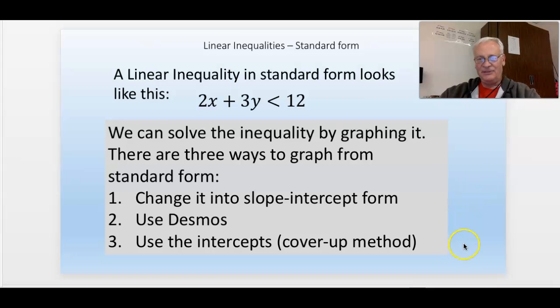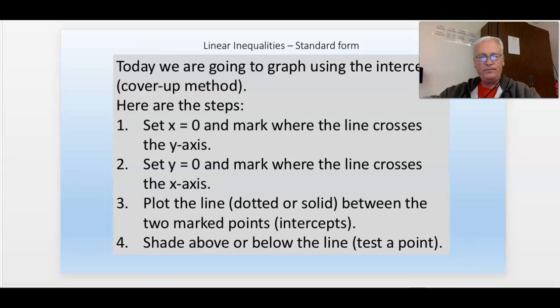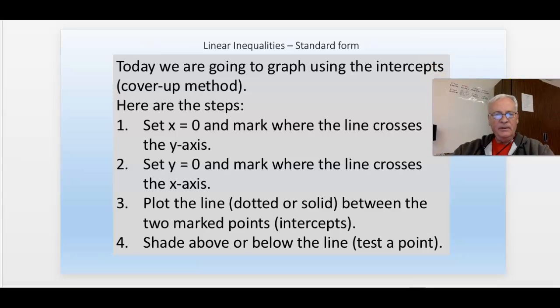Guys, you can use the intercepts. We did that when we worked with standard form linear equations. We use the Coverup method, okay? That's what we're going to look at here today. If you remember the Coverup method, guys, you use the intercepts. You set x equal to 0 and mark where the line crosses the y-axis. Then you set y equal to 0 and mark where the line crosses the x-axis. And then go ahead and plot the line, all right, between those 2 points.